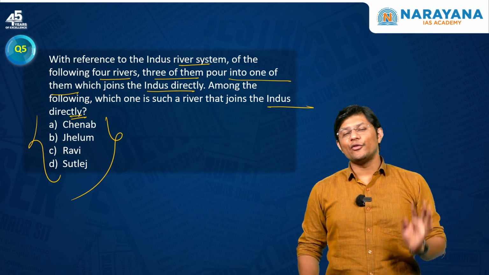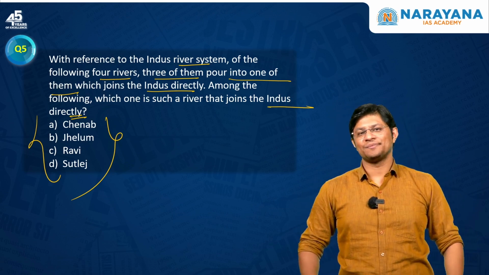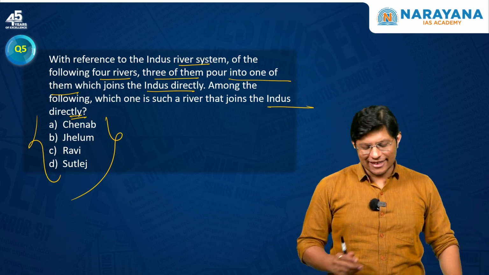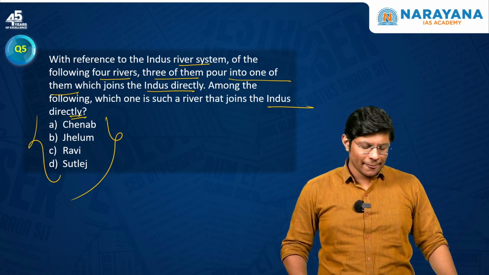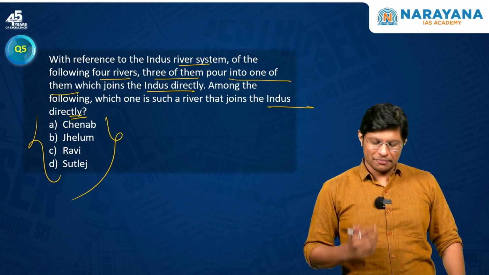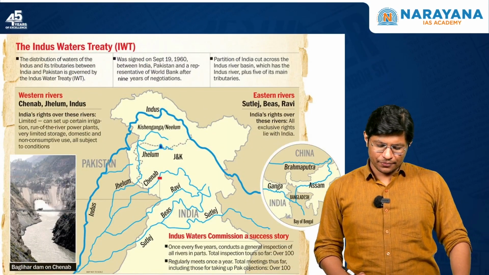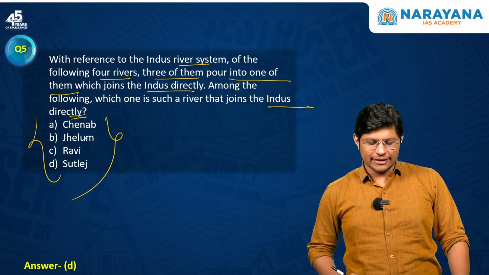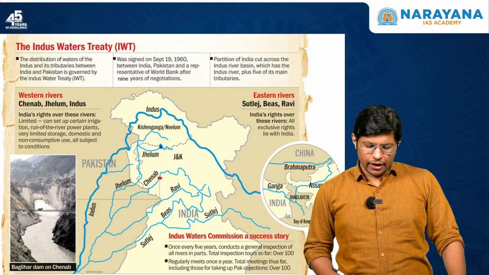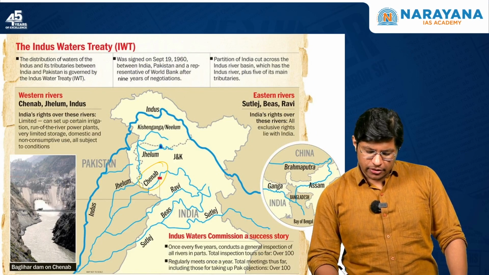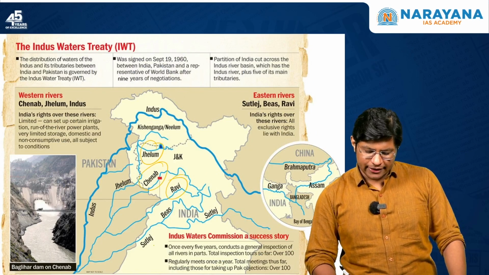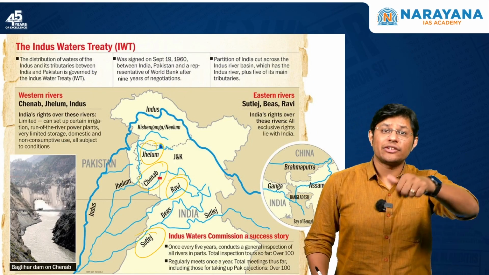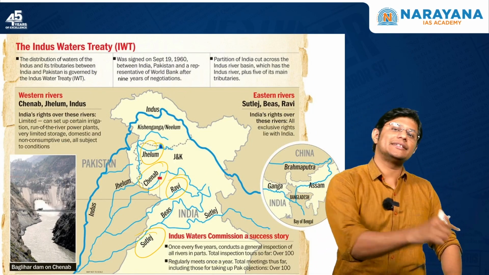Now, you all know which are the eastern rivers, western rivers. But if the UPSC wants to make your life difficult, UPSC will ask you such a question. Alright? Again, let's look at the map. So, which are the 4 options? Chenab, Jhelum, Ravi and Satluj. So, of the 4 rivers, which are the 3 rivers that join the 4th river, and the 4th river joins the Indus directly.